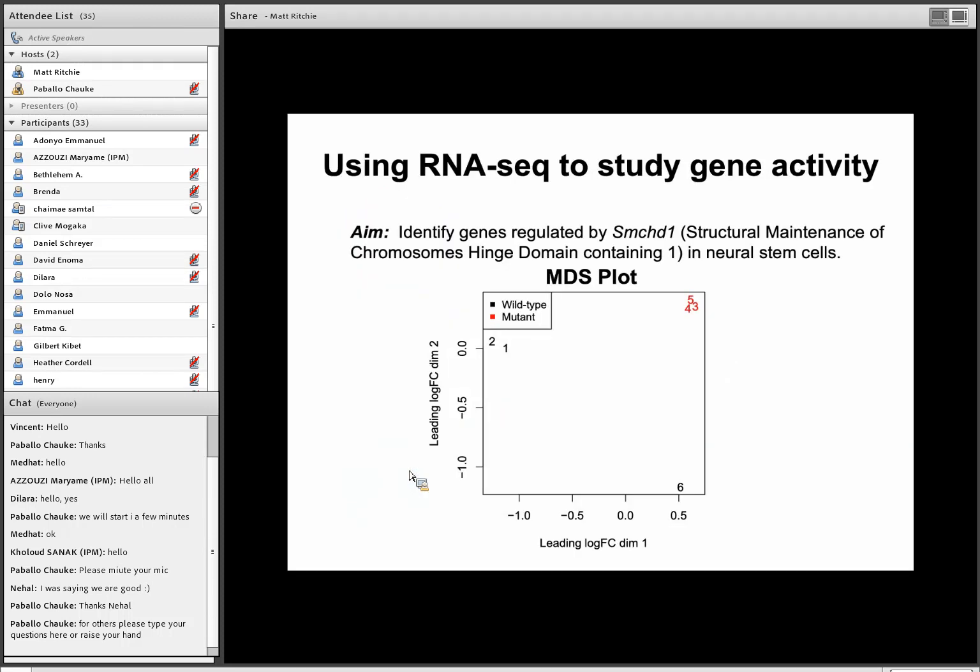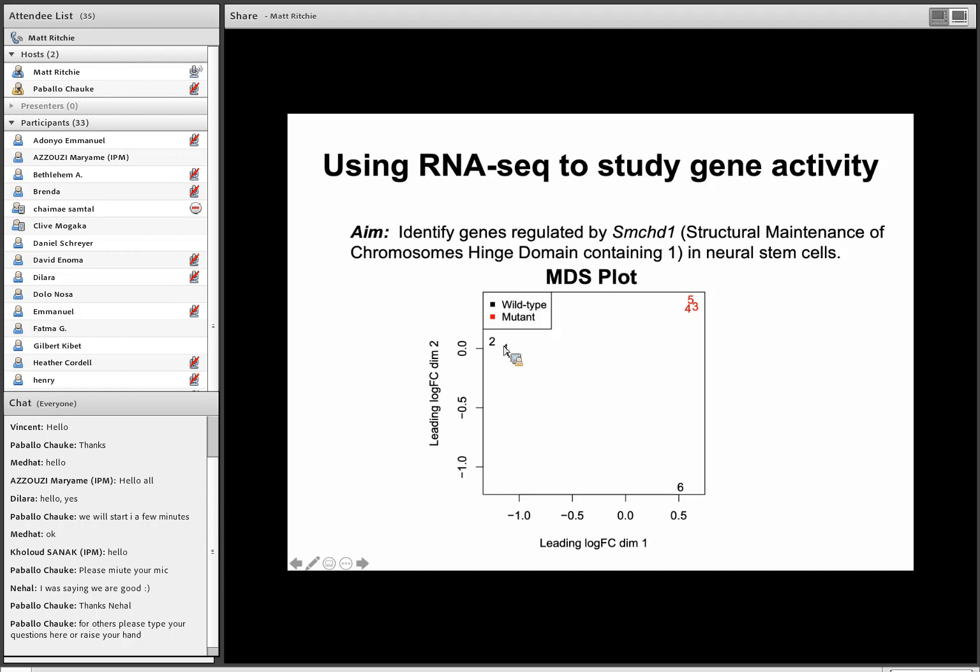So the first topic relates to modeling variation, and a common question people have when they're trying to do a differential expression analysis is, all right, what genes are changing between my mutant? So in this case, our collaborators have knocked out a gene called SMOOCH-T1 in some neural stem cells. And they wanted to compare the gene expression between the wild type samples and the mutant samples that are colored here on this multi-dimensional scaling plot in different colors.